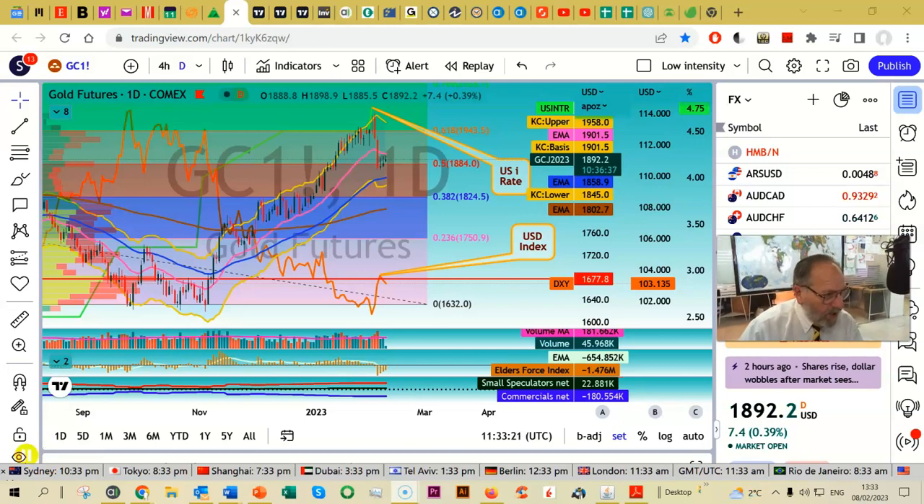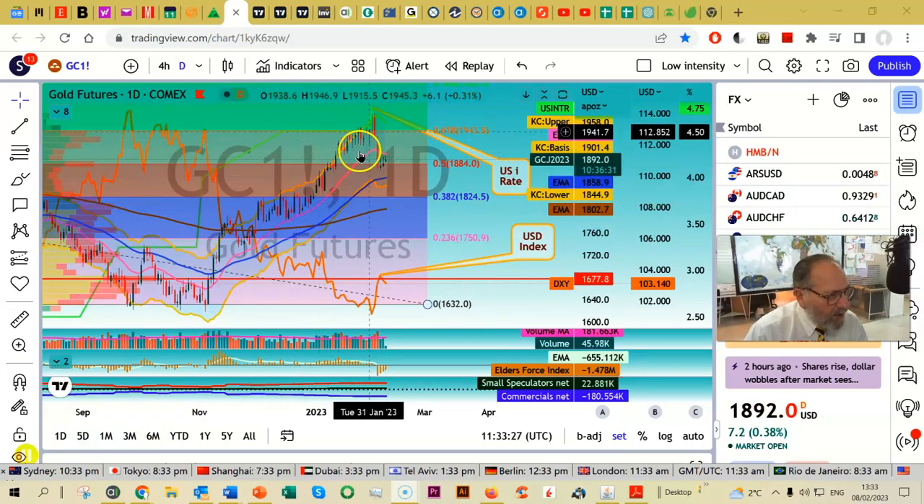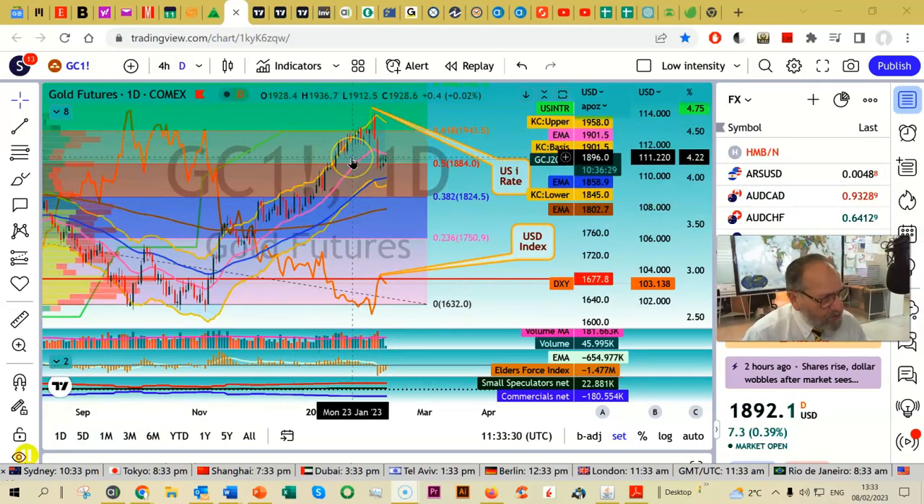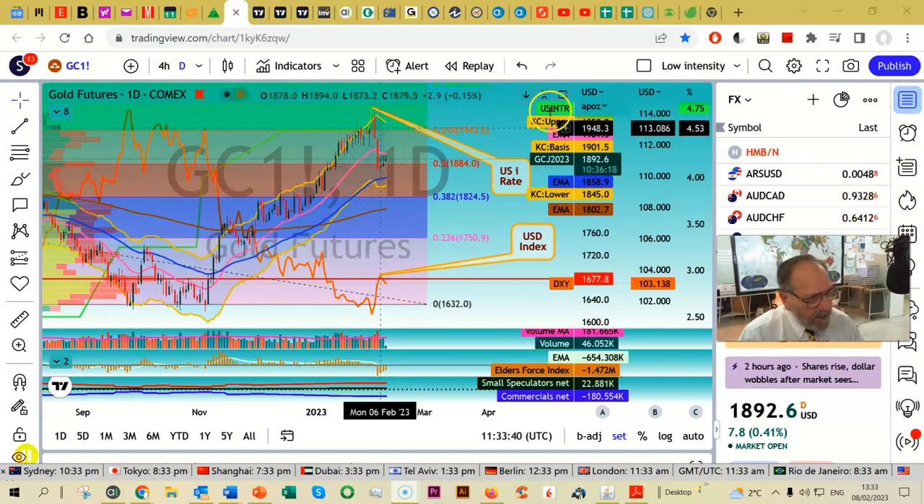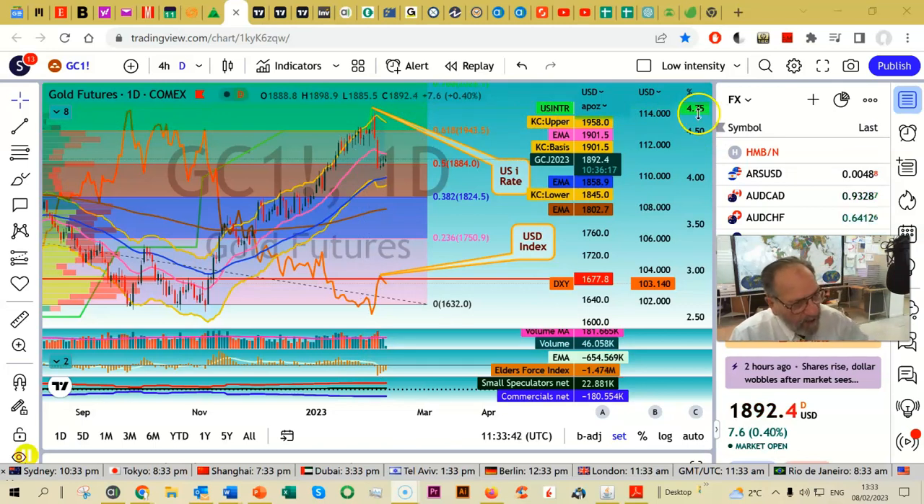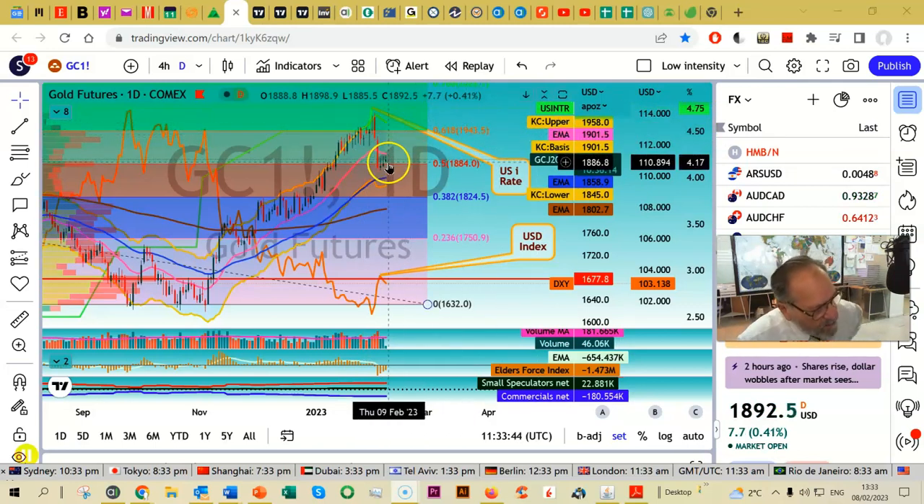And this busy chart shows us a great deal of information, so let's break it down and see what we can understand from this. The candlesticks going up represent the price of gold, traded on the New York Mercantile Exchange in New York, COMEX Gold. The bright yellow line is the current U.S. interest rate. Notice it's just recently taken a jump from 4.5% to 4.75% last Wednesday.